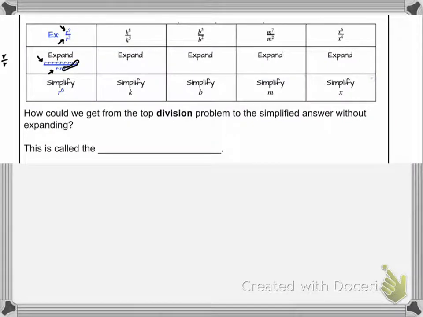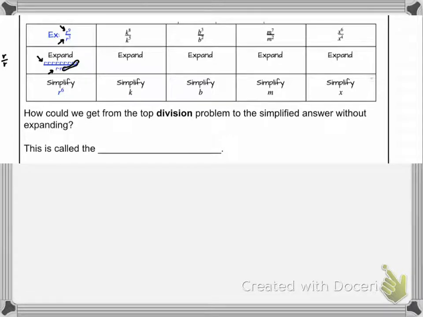So the next rule, you're going to see that you start with a problem up here that says r to the 9th divided by r to the third. We expanded it out by writing out 9 r's on top and 3 r's on the bottom. Again, those exponents are just repeated multiplication. Now, I circled, or tried to, an r over r, and then I wrote it over here.